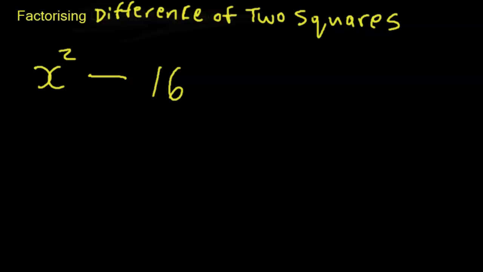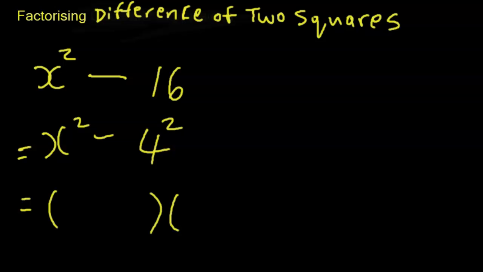Alright, so difference of two squares. So x squared, and then 16 can be written as 4 squared. So there's a difference and then we have two squares, and we have a basic rule for that. So this is x minus 4, x plus 4.